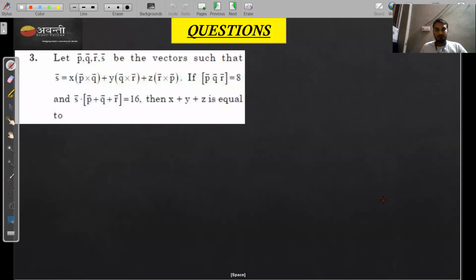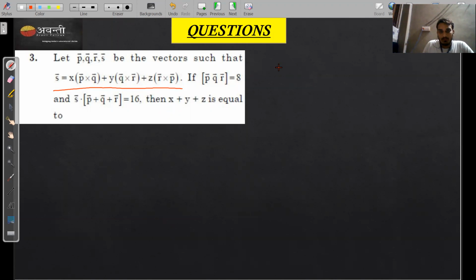Now this question. This question is a nice, beautifully written question. There are 4 vectors given, p, q, r, s, such that the equation of s vector is x times p cross q plus y times q cross r plus z times r cross p, and the box of p q r is 8, right? So this thing we have to find, right?